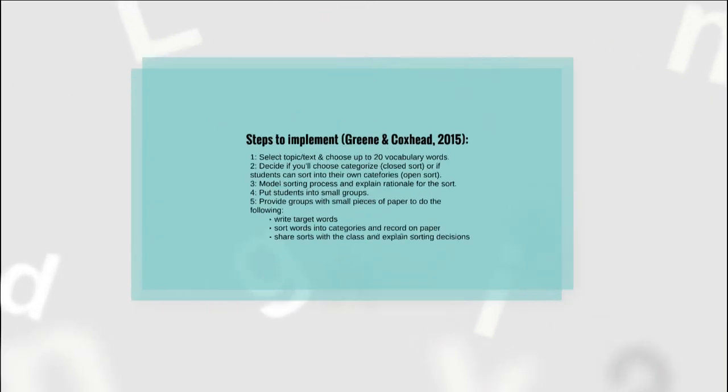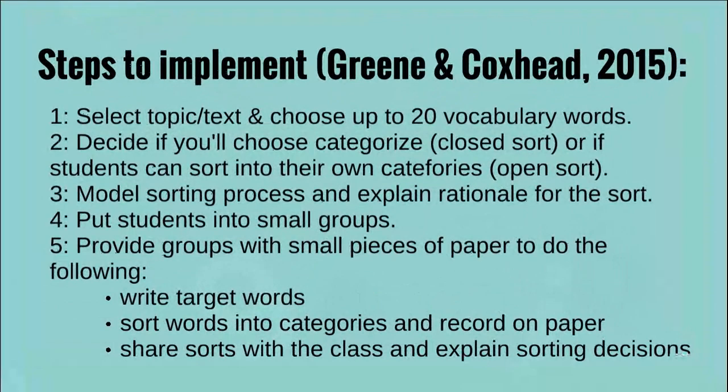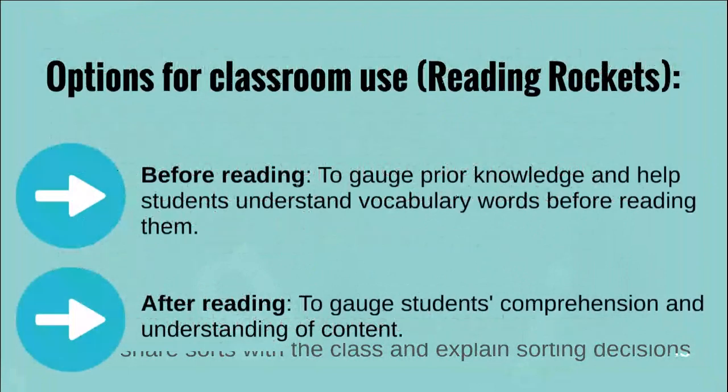Additionally, teachers can also choose whether they want to implement word sorts before or after reading. The rationale for using this strategy before reading is to gauge students' prior knowledge and help guide students' vocabulary understanding. The rationale for using this strategy after reading is to gauge students' comprehension of the content.